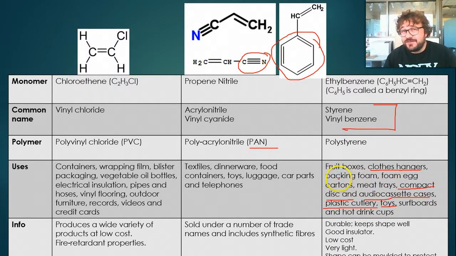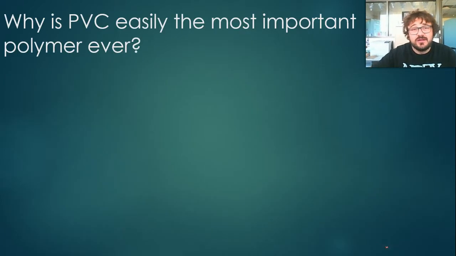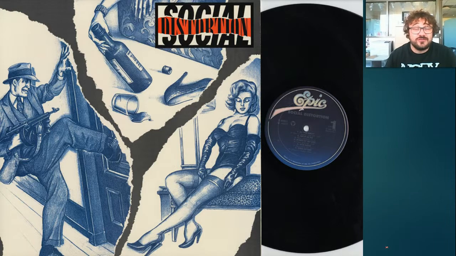So here we've got these nice big fluffy puffy things that we use for packing, but here we have some very hard plastics, and that's the thing that a lot of people get confused with PVC. Polystyrene is durable. It's a great insulator. It's low cost, very light, and the shape can be molded to protect other things as casing. So it can be molded, and that's really good. All right. So why is PVC the most important polymer ever? Essentially, it's used to make Social Distortion records, and that's like the greatest thing in the world.